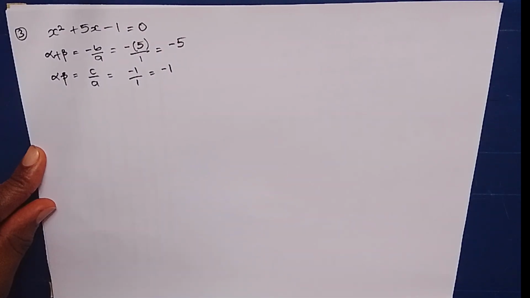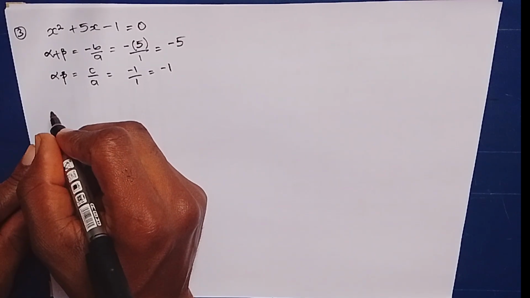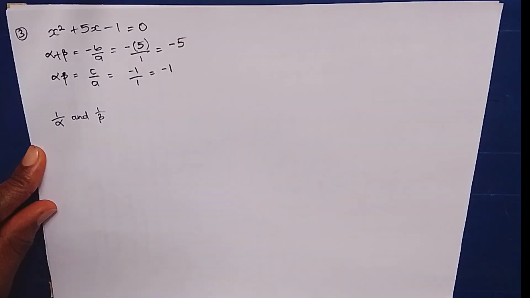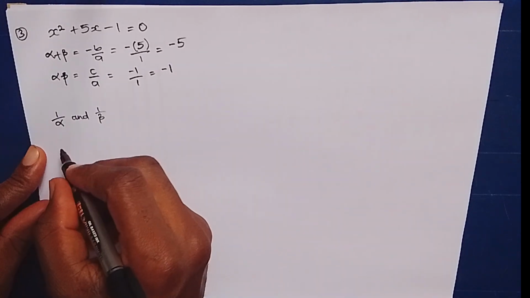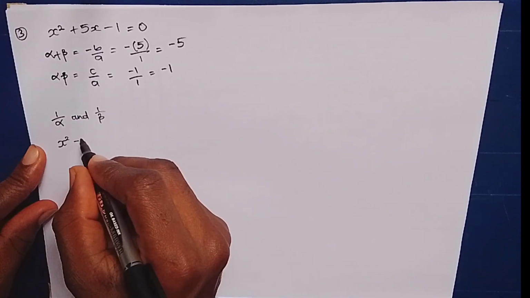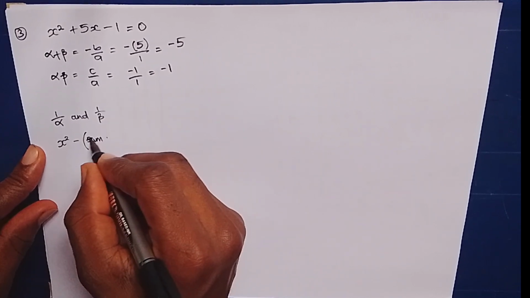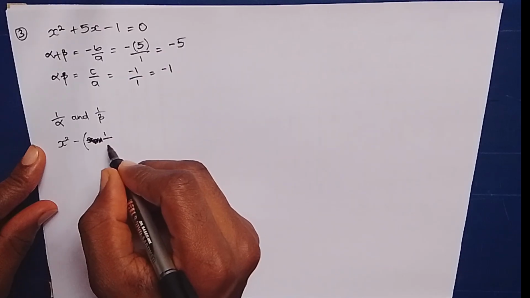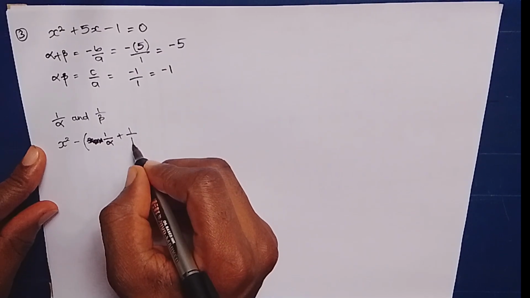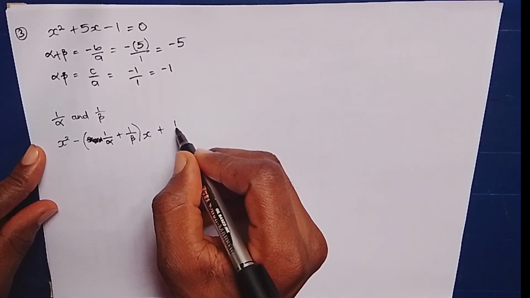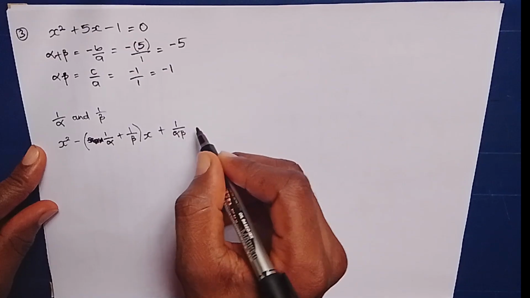And the question is, we should find an equation whose roots are 1 over alpha and 1 over beta. Now, for an equation whose roots are 1 over alpha and 1 over beta, this is what the equation would look like. The equation will be x squared minus the sum, 1 over alpha plus 1 over beta, x plus 1 over alpha beta equal to 0.